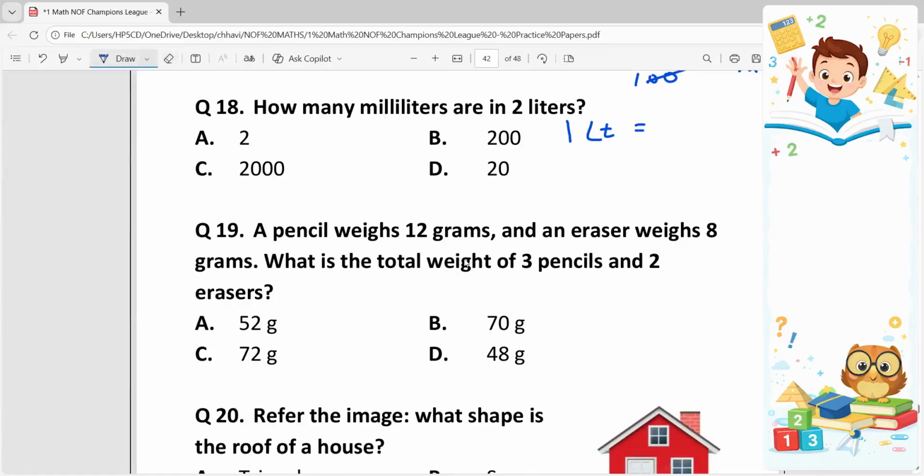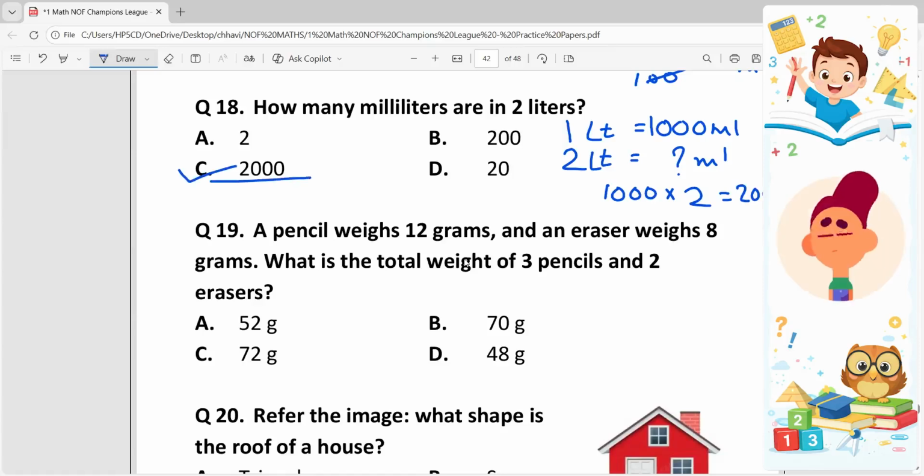1 liter is equal to 1000 milliliters. Okay. Now we are asked, 2 liters is equal to how many milliliters? So what we'll do is multiply 1000 by 2. And the answer is 2000 milliliters. So option C is the correct answer.